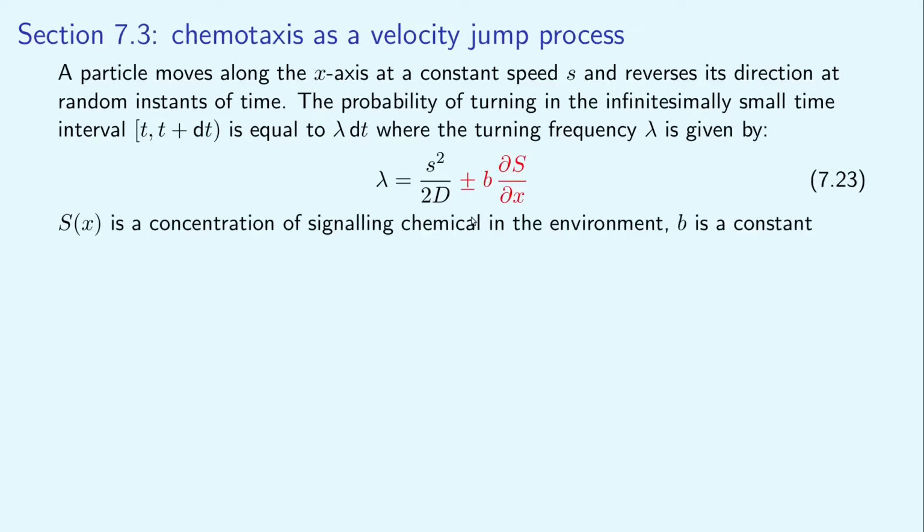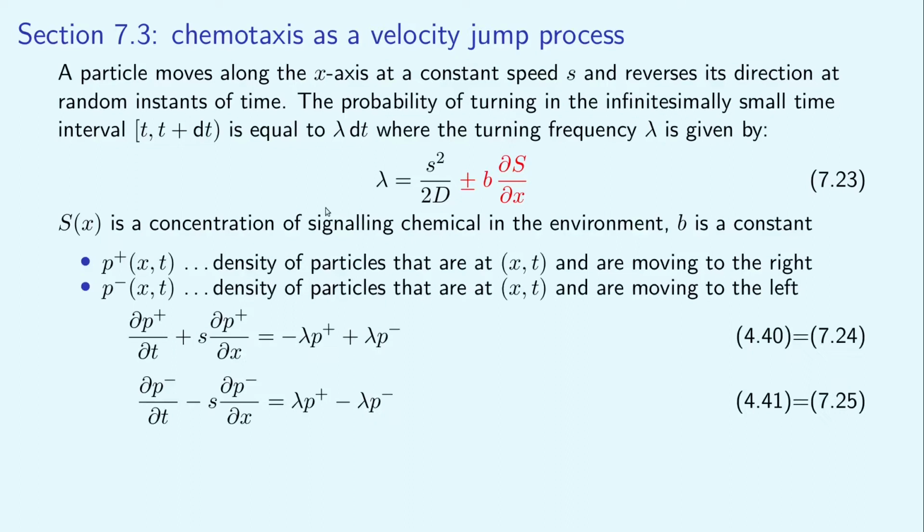To add signal-dependent advection to this velocity jump process, we make the turning frequency dependent on the concentration of signaling chemical in the environment, signal S(x), using this formula, where b is a constant. If b is equal to 0, then we have the original unbiased velocity jump process. If b is not equal to 0, then the jump rate to the right will be different from the jump rate to the left. This is achieved by this plus-minus sign. I will use one of these signs for jumps to the right and the other sign for the jumps to the left. The choice of the signs will depend on whether the signaling chemical is an attractant or a repellent.